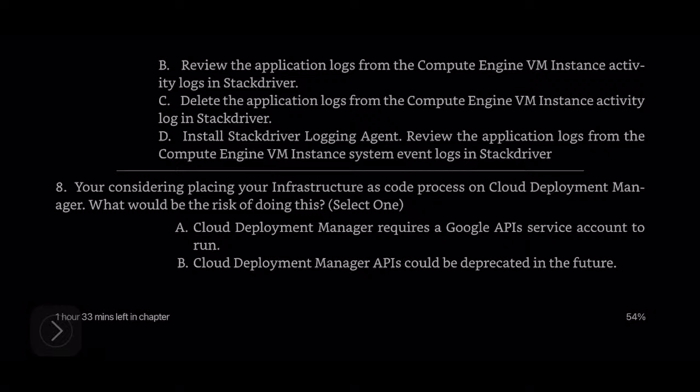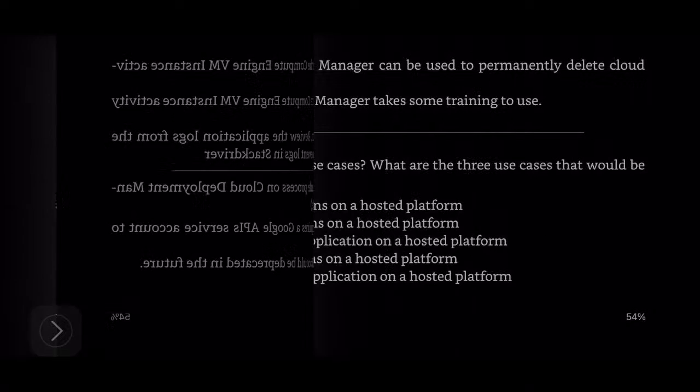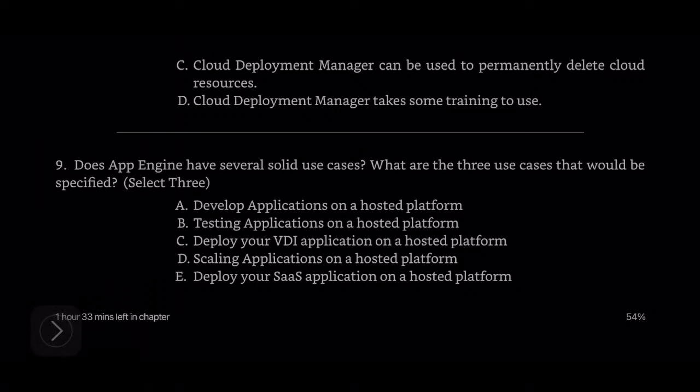8. You're considering placing your infrastructure as code process on Cloud Deployment Manager. What would be the risk of doing this? Select 1. Cloud Deployment Manager requires a Google APIs service account to run. Cloud Deployment Manager APIs could be deprecated in the future. Cloud Deployment Manager can be used to permanently delete cloud resources. Cloud Deployment Manager takes some training to use.